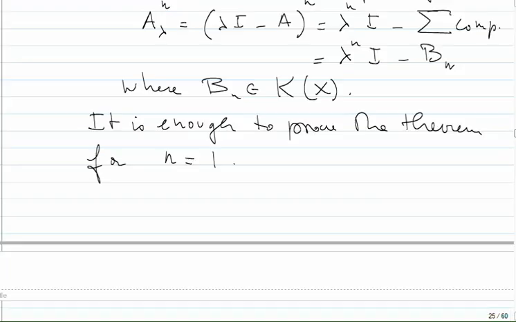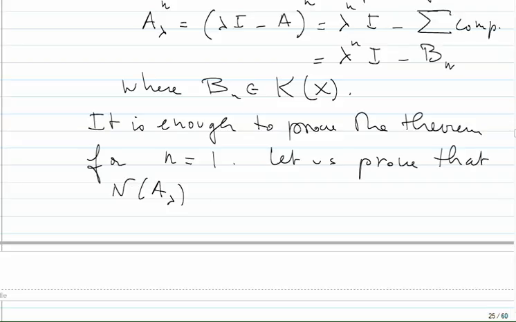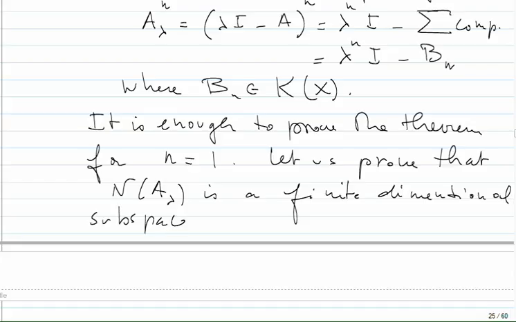First, let us prove that N(A_lambda) is a finite dimensional space. First, let us prove that N(A_lambda) is a finite dimensional subspace. Okay. We know that a linear space is finite dimensional if and only if its closed unit ball is compact.